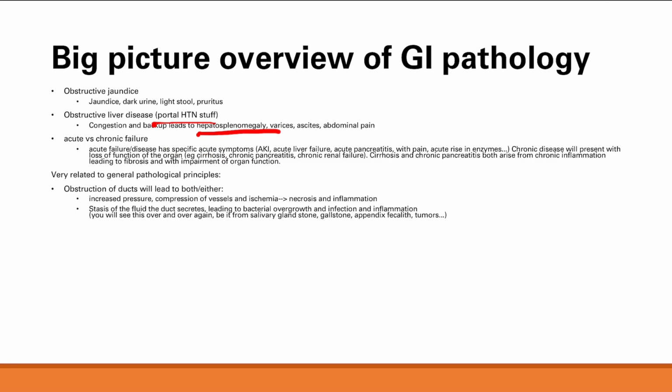So you see this over again, from the salivary gland stones causing the salivary gland infection to gallstones causing cholecystitis, ascending cholangitis. You can have appendicitis from the fecalith. You can have tumors causing this. So you see this over and over again from obstruction of ducts. So now to specific parts of the body.